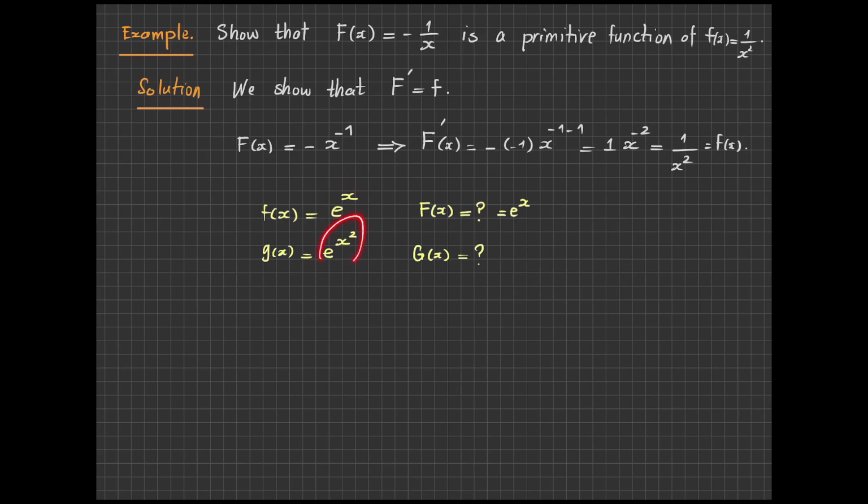And we can invent a new function whose derivative is e to the power x squared, and there is a name for that function that is called the error function. So people have already constructed a function whose derivative is e to the power x squared. Okay?